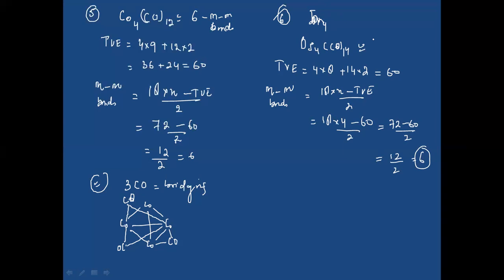Clear? I hope this thing is clear. This cluster also contains 6 metal bonds. Now let us take other examples.